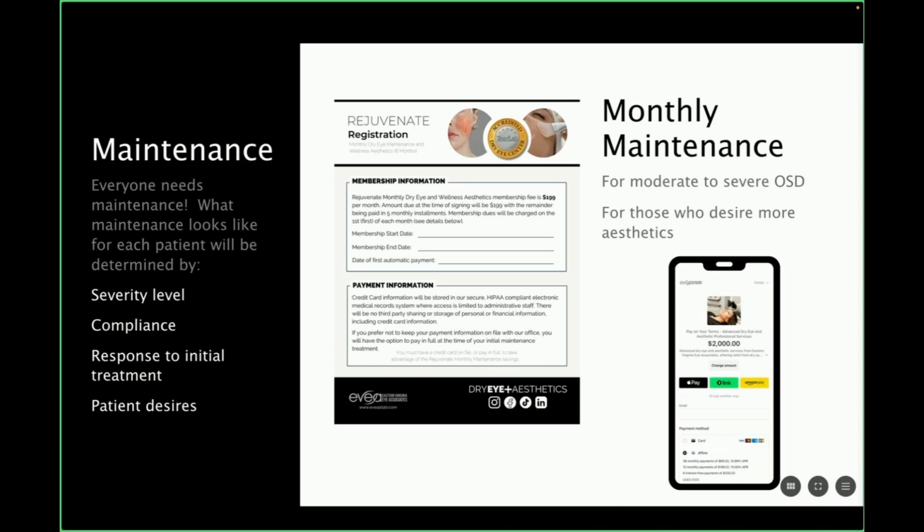Every time we see them for an IPL session, we don't go in and say, how's the dry eye? Because that's a way open-ended question. We go in and say, how's the tearing? We then document that in the chart. So as we're going through these treatment sessions, we can gauge how we're doing.